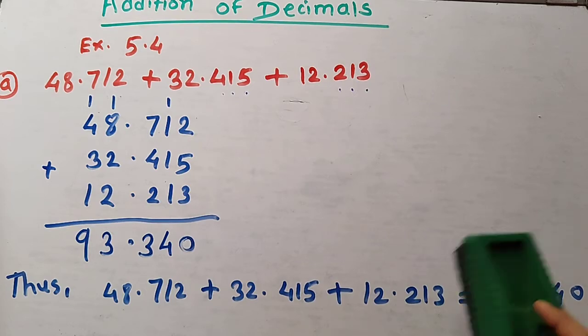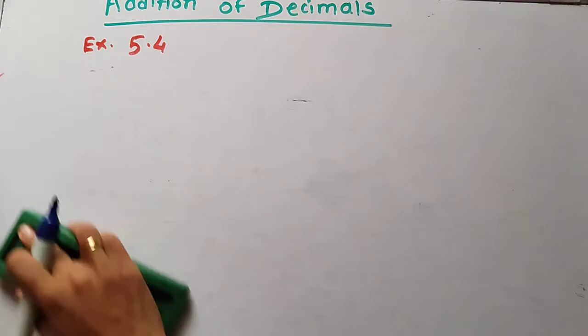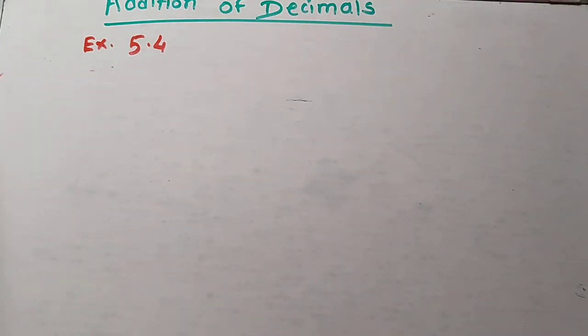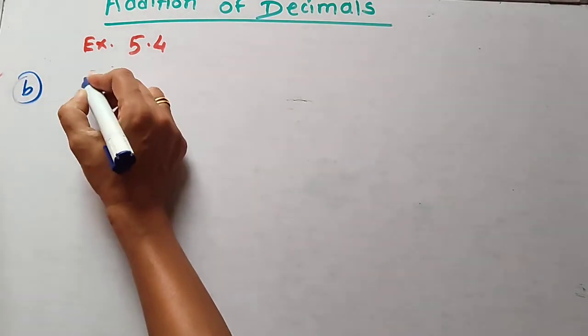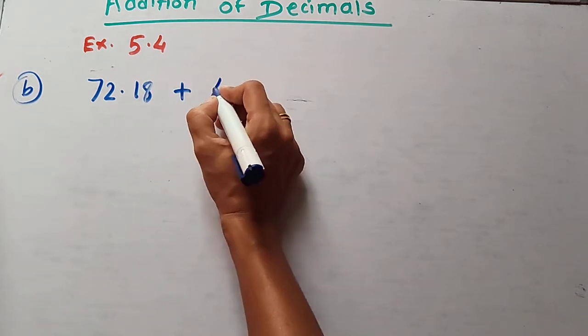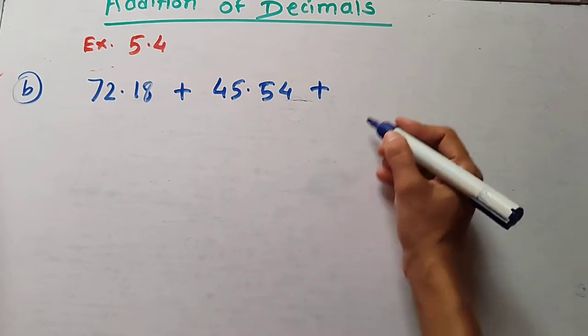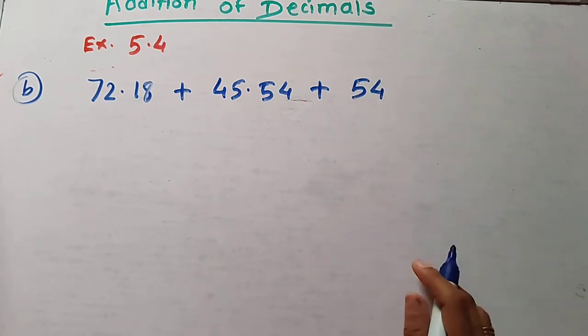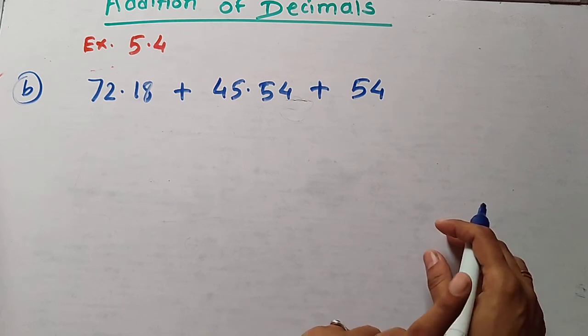Now see, suppose the decimals given are unlike decimals. Suppose the question is, now I take question B. See here, 72.18 plus 45.54 plus 54. Okay, so first step, you have to remember, first you have to make like decimals.